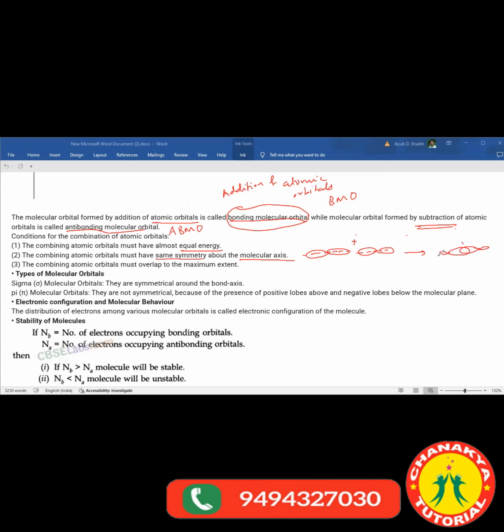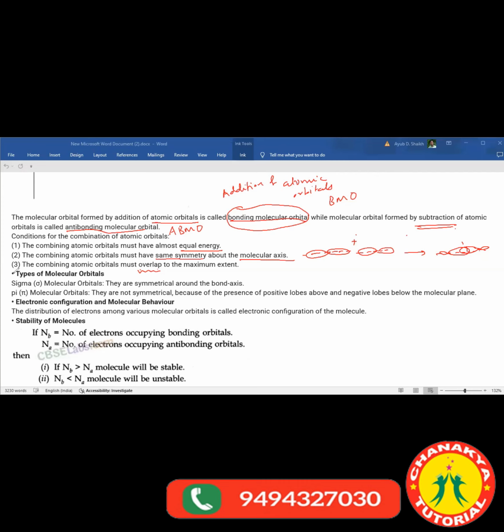In this way, addition of the orbitals would take place. The combining atomic orbitals must overlap to the maximum extent, so those are combined with each other. Maximum extent means there would be a stronger and stronger bond formed by the axial overlapping. When maximum overlap happens, only then does the bond become stronger.